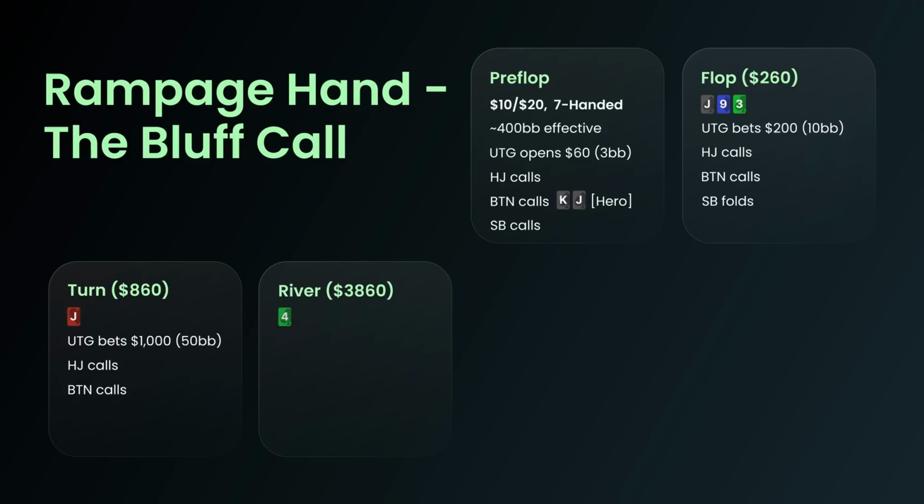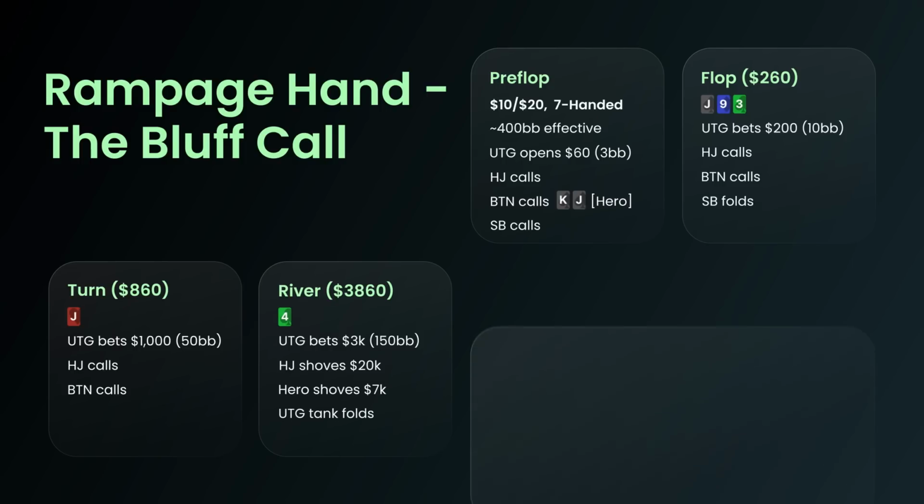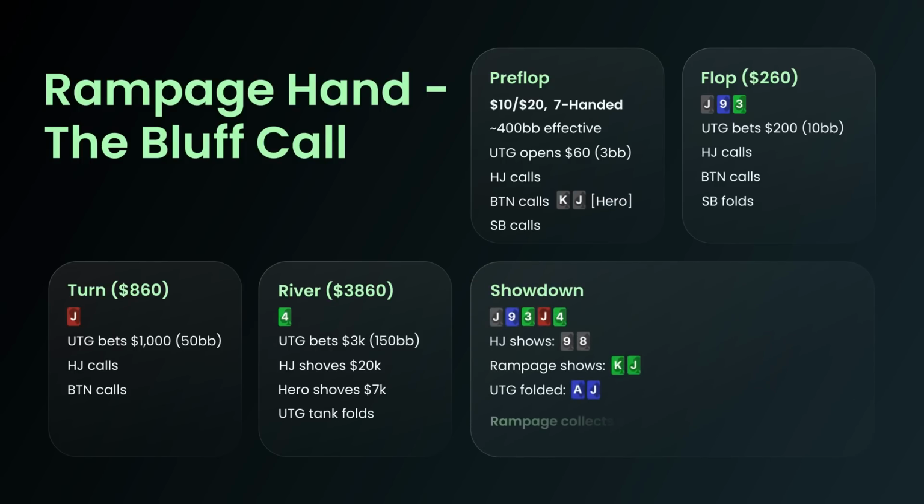And then the river, under the gun shows no signs of slowing down. They bet 3K into 4K, 150 big blinds. Hijack shoves for 20,000. Action on Rampage, and he's got trips, right? He's got king jack here. He puts in his stack with middling trips, and then under the gun tank folds with better trips, and hijack shows the bluff of 8-9. Rampage scoops a $22,000 pot, and somehow nobody has a boat. Just an absolutely ridiculous hand.